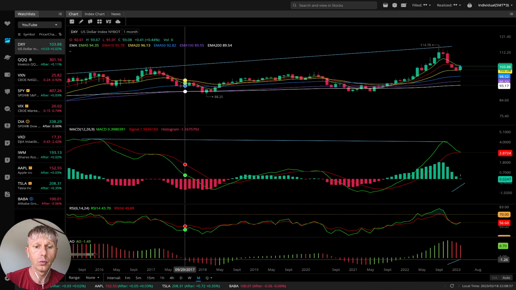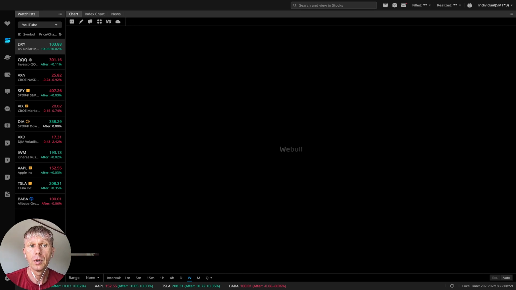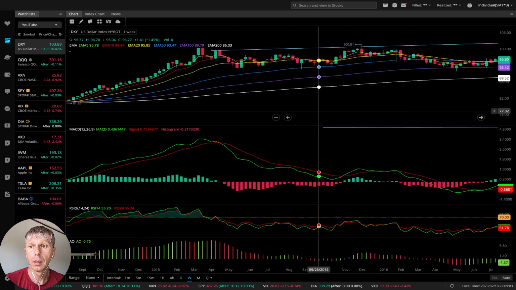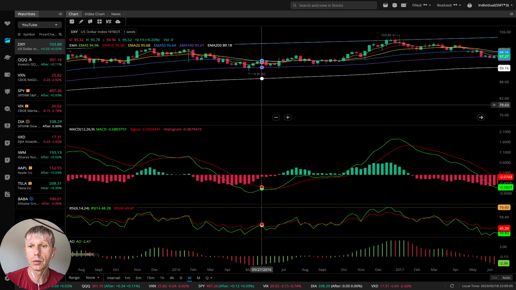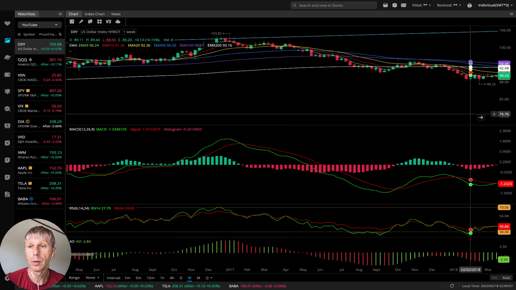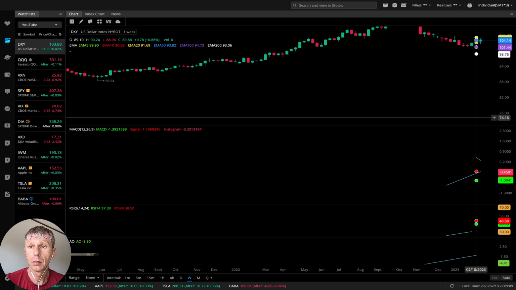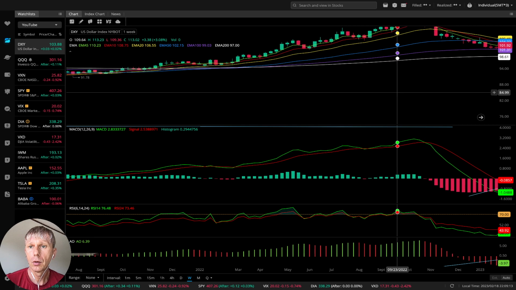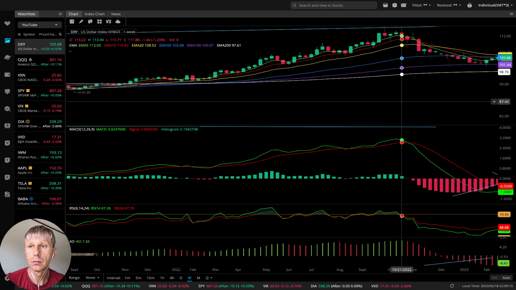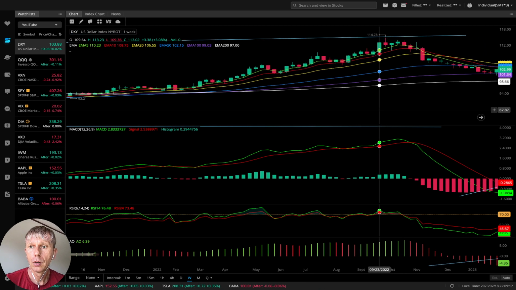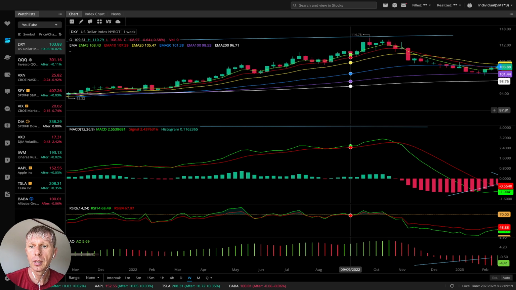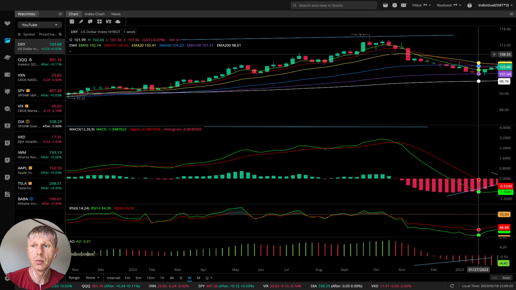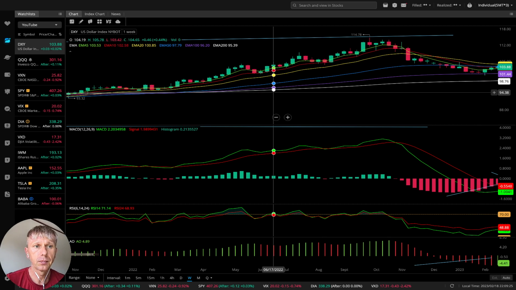Let's move to weekly. Weekly US dollar. US dollar weekly is bullish, right? Bullish. Weekly it's bullish on all indicators.